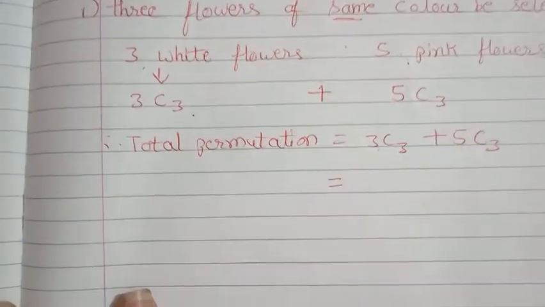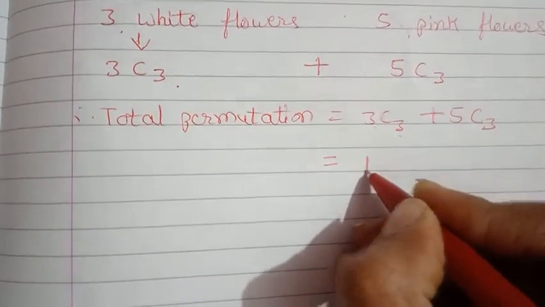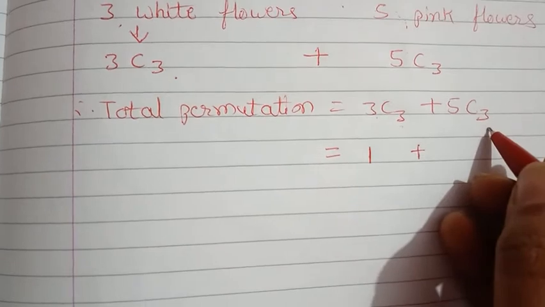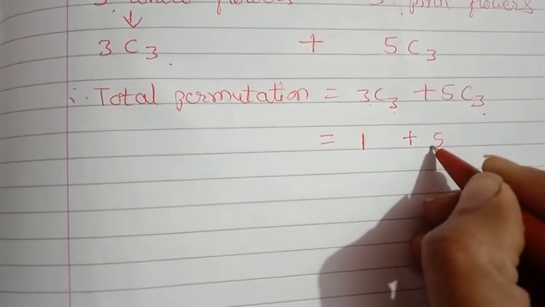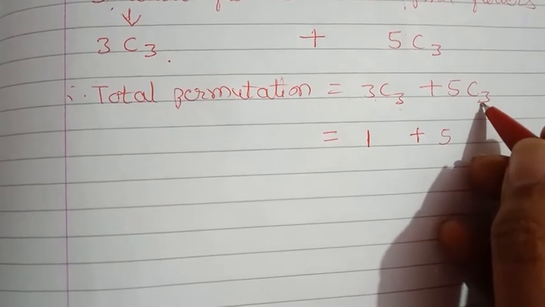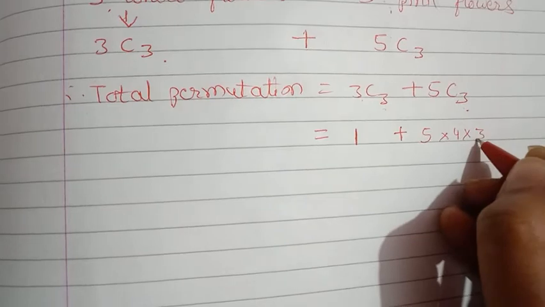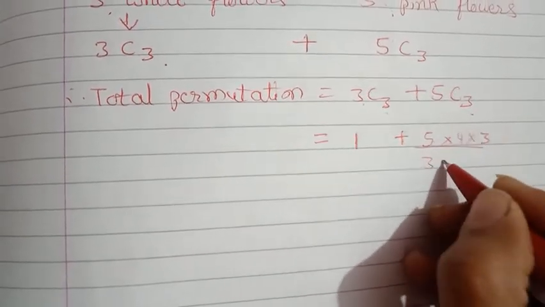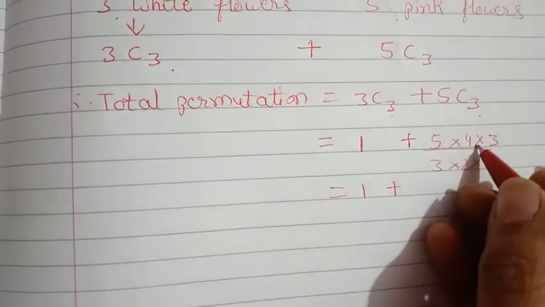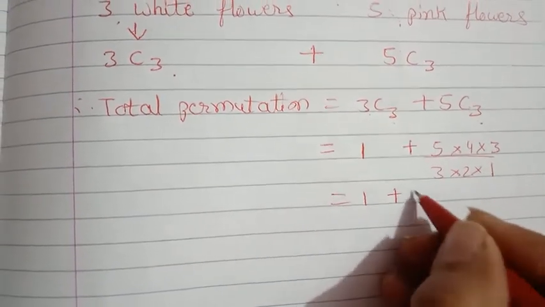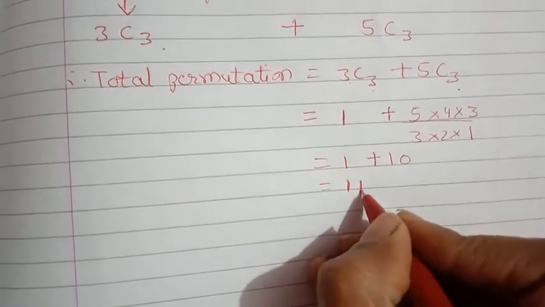Now 3C3, as we know nCn, is equal to 1, plus 5C3. So if we solve this, what will come? 5 factorial, and up till 3 we will bifurcate. So 5 into 4 into 3 upon 3 into 2 into 1. So that is equal to 1 plus, divide here, it will come 10, that is 11.